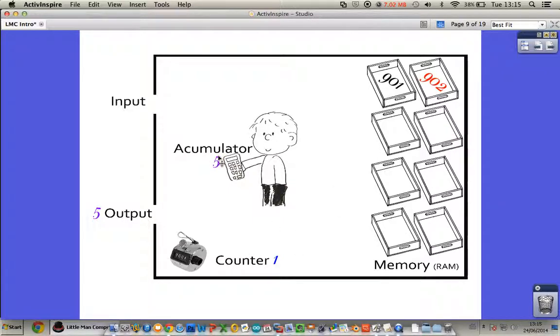So our little man will take the number in the accumulator and put it into the output. He's finished, so he moves on to his next task. So we increment. The counter now reaches 2. We go to basket 2.